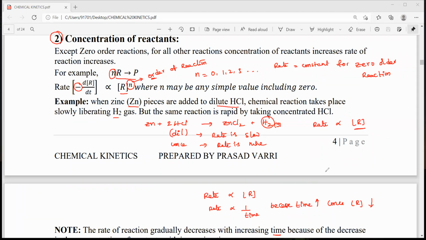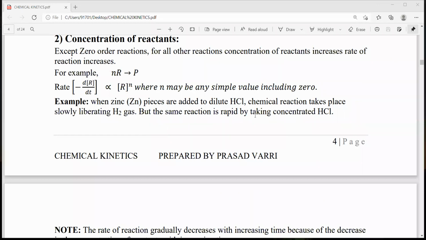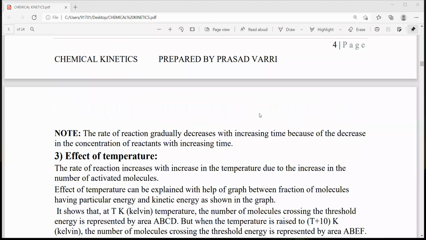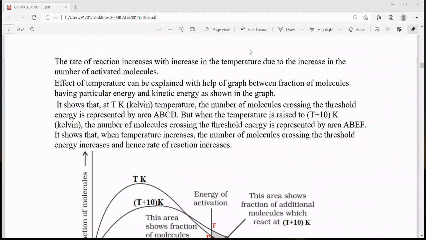Okay, dear students. So the second important factor is the concentration of reactants. Except for zero order reactions, the rate of the reaction is directly proportional to the concentration of reactants. If the concentration of reactants increases, the rate of reaction will increase. And let's go for the third factor. The third factor is the temperature effect. How will the temperature affect the rate of the reaction?